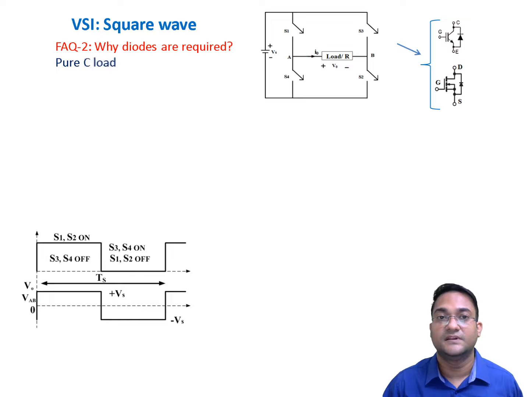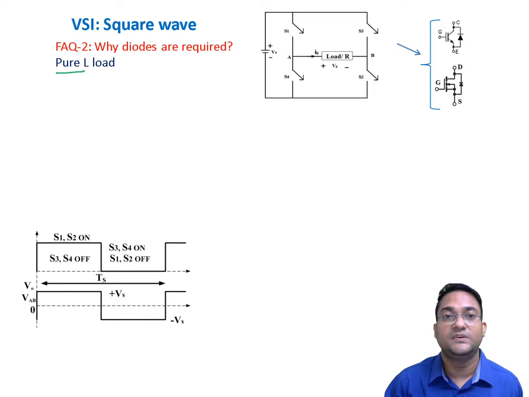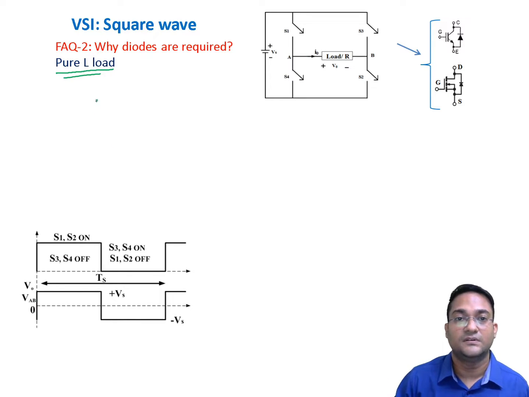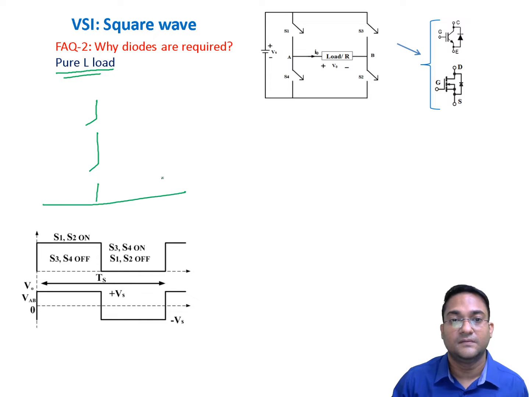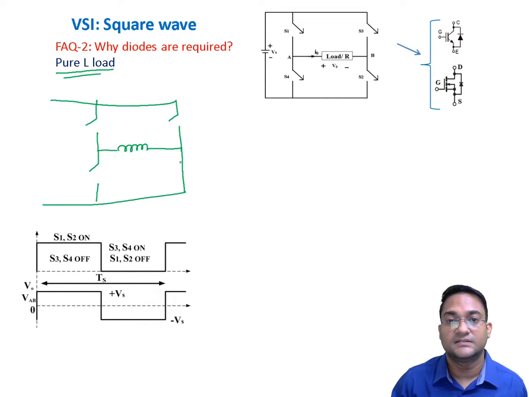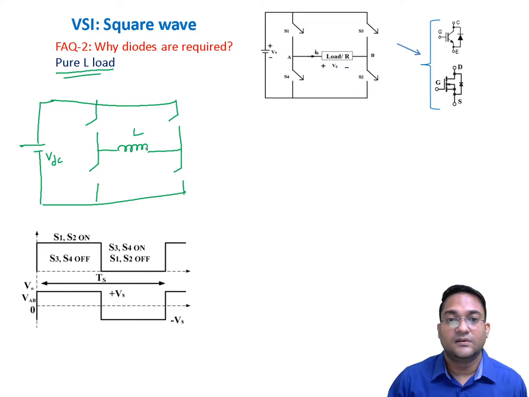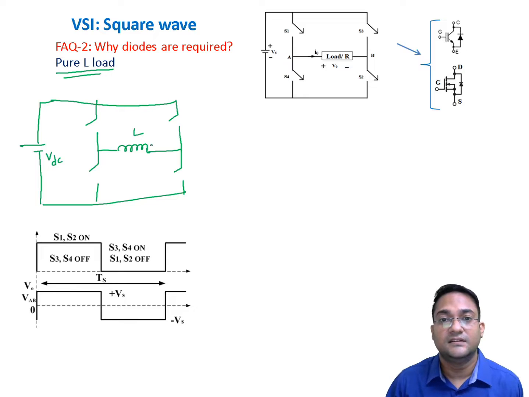Now let's take a different case, where it is a pure inductive load. So how will your inverter circuit look now? You have an inductive load, and let us assume that all elements in this circuit are ideal, right? And this is your DC source. Also assume that at the initial level, your current flowing through this inductor was 0. So I0 was 0 ampere. Before we started giving gate pulses to this inverter, all switches were turned off and the inductor current was 0.